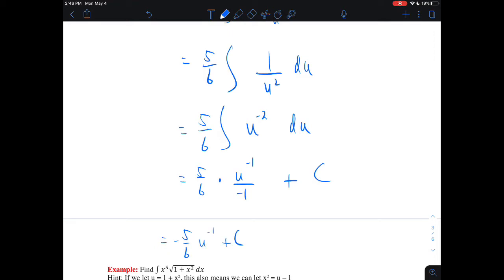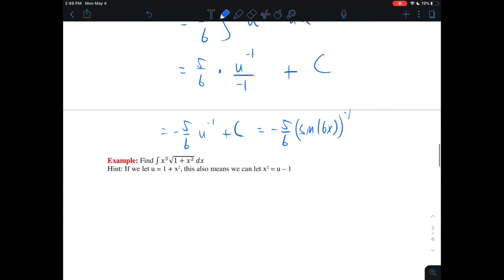And then now let's also plug back in what we said u was. So this becomes -5 over 6 sine of 6x raised to the -1. And we want to be very careful here. This is not the inverse function. This is just meaning the same thing as 1 over sine of 6x. So it would probably be cleanest to write -5 over 6 sine of 6x plus C.